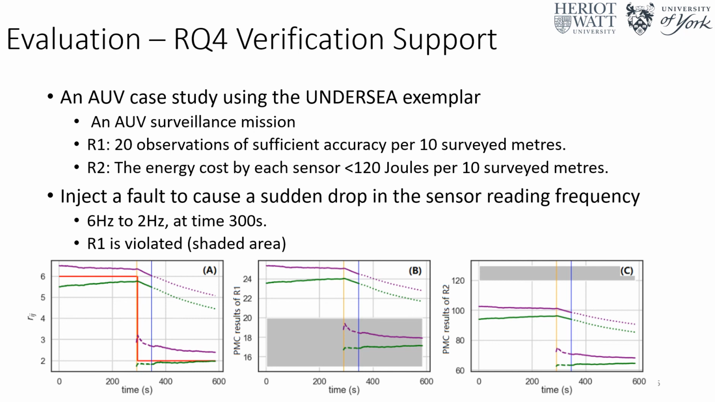In this study, we injected a fault into a sensor at time 300 seconds, which caused the reading rate to drop from 6 Hz to 2 Hz, and our iCPD approach captures this sudden change and propagates it to the system-level verification, showing that requirement 1 is being violated. That's the shaded area in the figure.